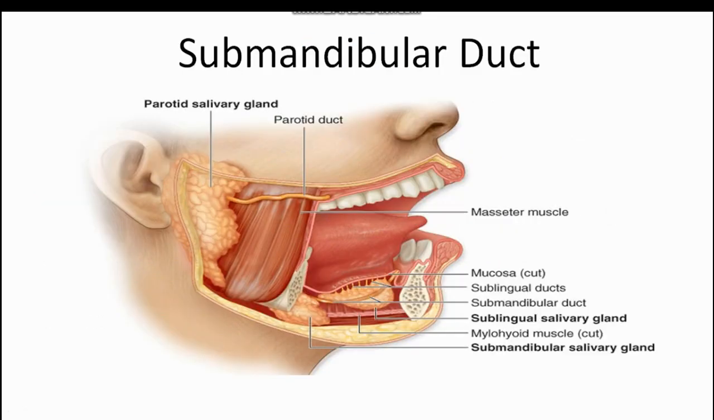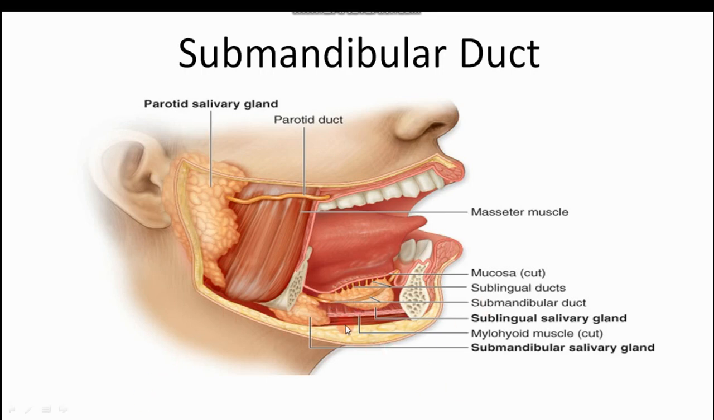We can see the submandibular gland on its anterior aspect is very close to the posterior end of the sublingual gland. This is the sublingual gland. The submandibular duct emerges from the deep surface of the superficial part of the submandibular gland.